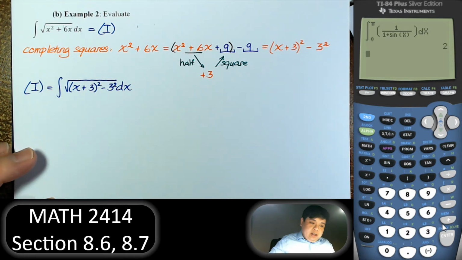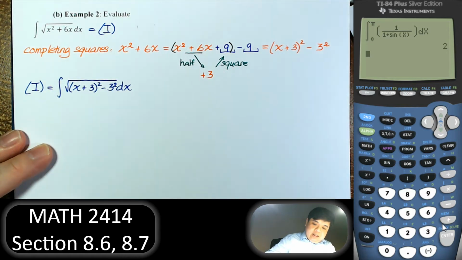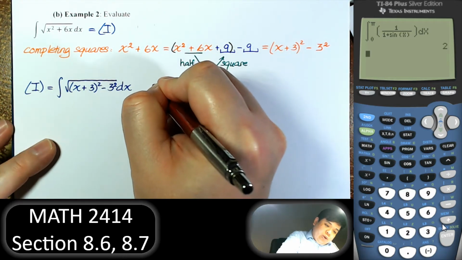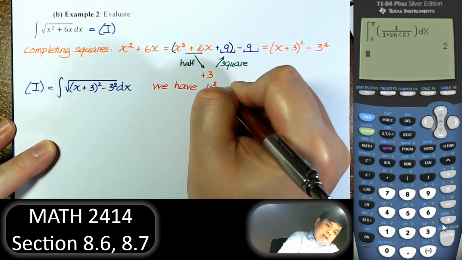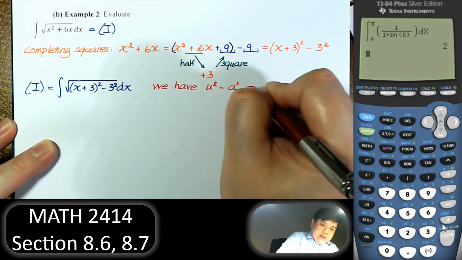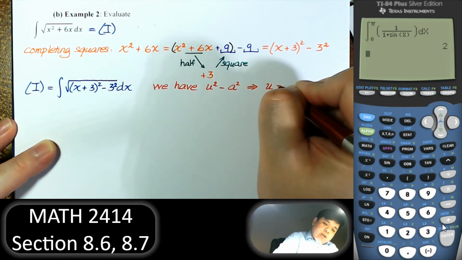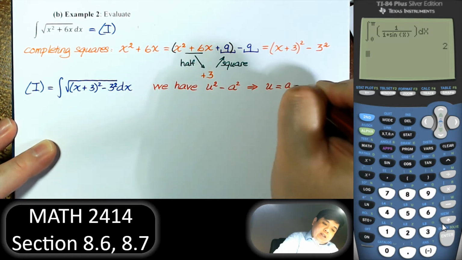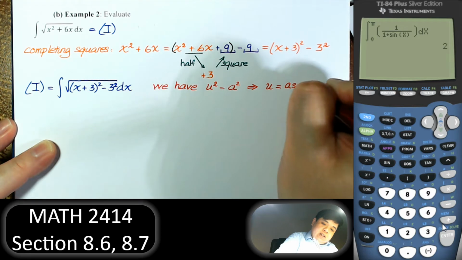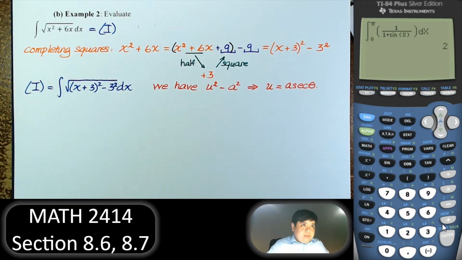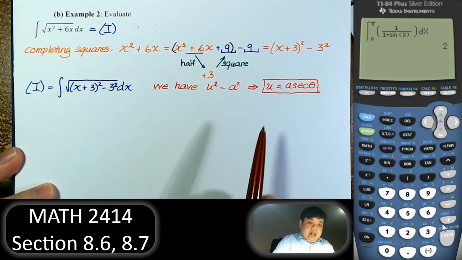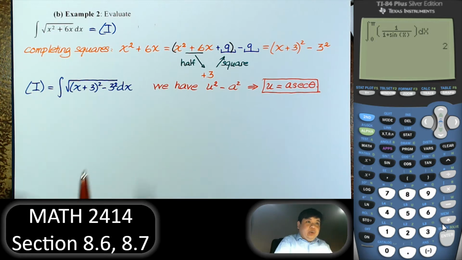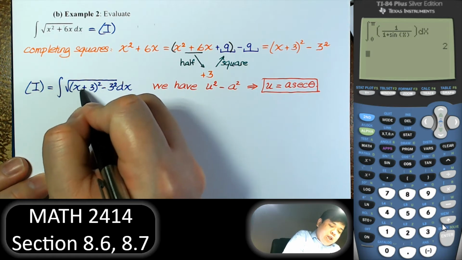So again, let me just write this out. We have a variable square minus a constant square. So we're going to let u equal a secant theta. So we're going to use substitution as a secant. By the way, we don't even have u. So in that case, we'll let u equal x plus 3 and then all of that. So actually the substitution here is we're going to let that be u.